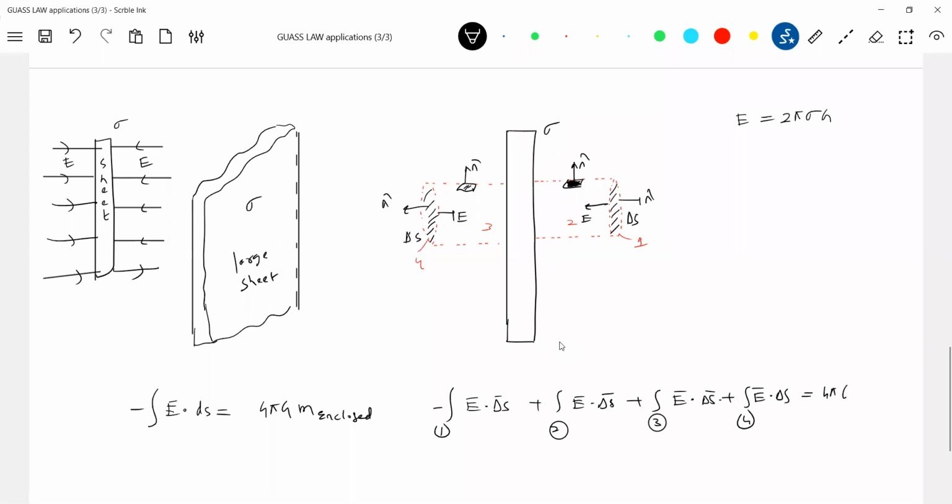Now what is the net mass enclosed? Sigma into delta S. You can see that this cylinder will enclose the mass here. How much? Sigma into delta S. This cylinder will enclose a mass, sigma into delta S. So here, how much mass is enclosed? So we'll get it.